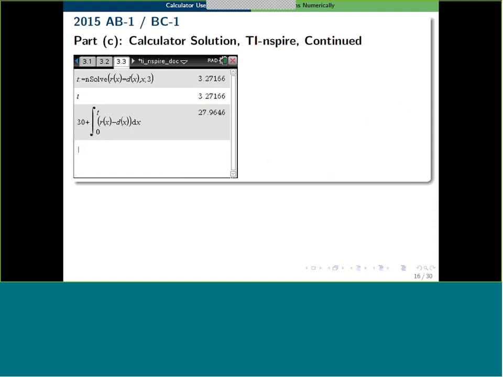And in the second line on that screen, I just typed in a t just to make sure that I did indeed get it. Remember that that is stored to a much higher degree of accuracy in the background in the calculator, but I have it displayed here to 5 decimal places. And then I use that value of t again in order to find that minimum value, that 27.9646.